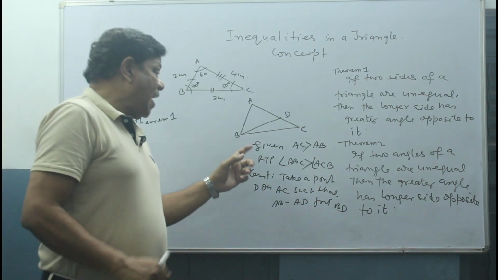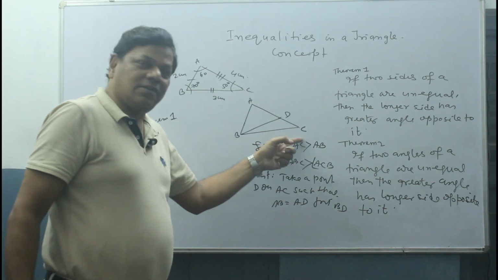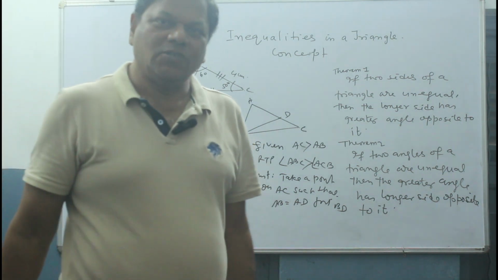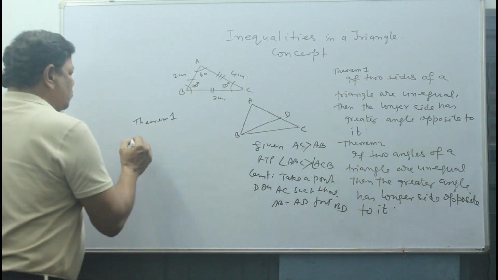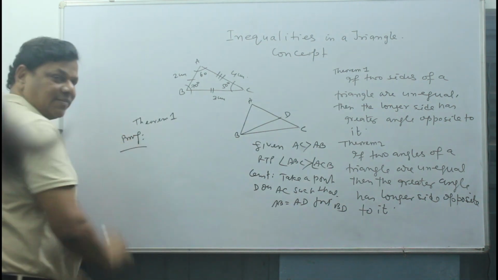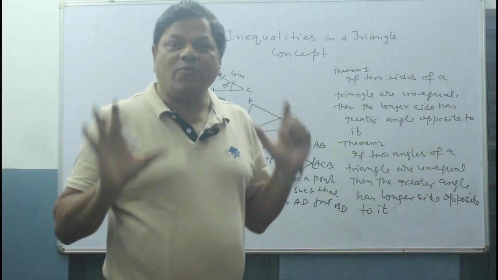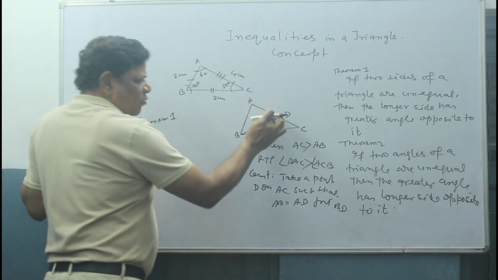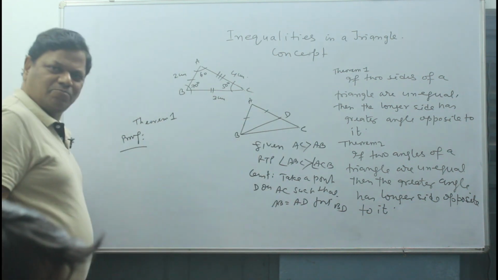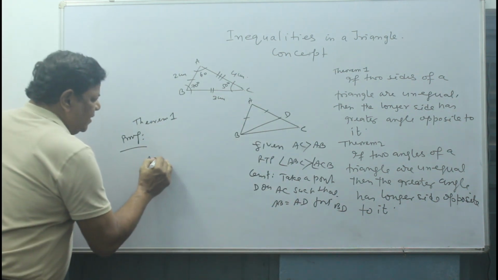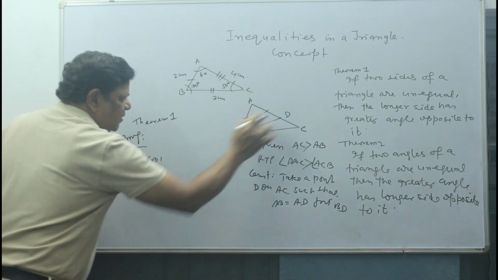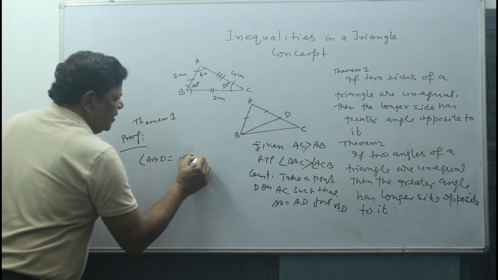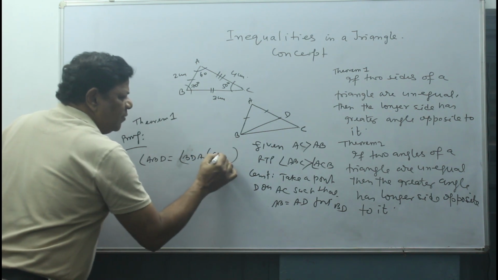Required to prove: angle ABC should be greater than ACB. ABC greater than ACB. Now how to prove this? So here I am going to do the proof. You understand? I am not getting into details. I want that you should understand me. That is important for you. First, I have taken a point so that this part and this part should be equal. So I can say angle ABD equal to angle BDA. Reason what I give? AB equal to AD.